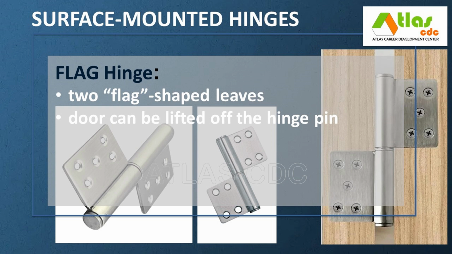A flag hinge is a type of surface-mounted hinge that consists of two flag-shaped leaves, one attached to the door and the other to the frame, connected by a pivot pin. It allows the door to swing open in one direction, and one key feature is that the door can be lifted off the hinge pin when opened, making removal easy. A flag hinge is a one-way lift-off hinge used mainly in industrial or metal applications.